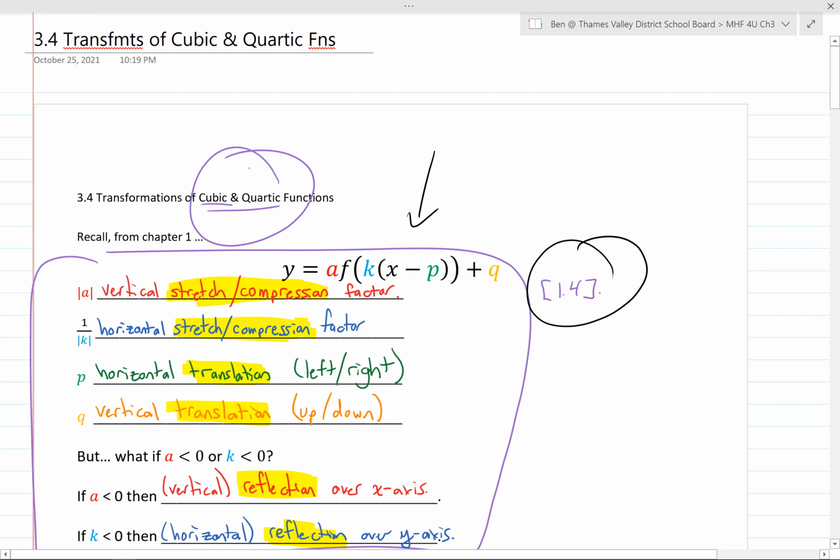Now, I know this lesson is talking about the transformations of cubic and quartic functions, and I realize we're already 8 or 9 minutes into the video, and I still haven't talked about them. Please don't fret at this point. I know you've seen the length of the video. It's not going to be very long.